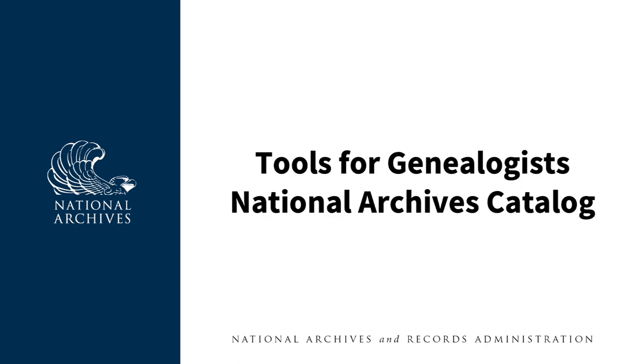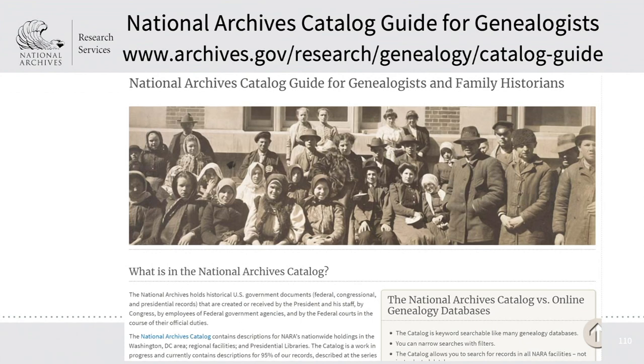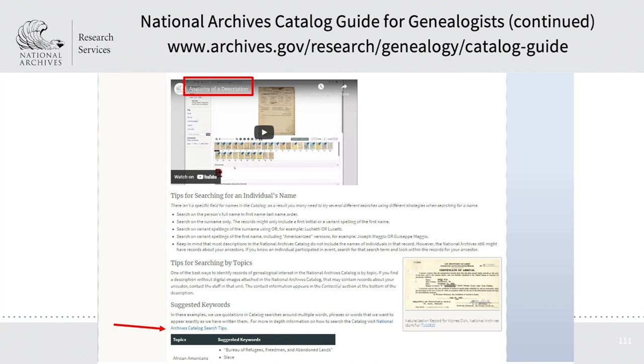Okay, now let's look at the tools for genealogists section. We're going to first look at the National Archives catalog. This is a huge topic, so we can really only just scratch the surface. Okay, first I want to point out the catalog guide for genealogists. On this page, you'll find tips on how to search in the catalog by name, topic, or keyword. There's also a helpful short video on the page called Anatomy of a Description.